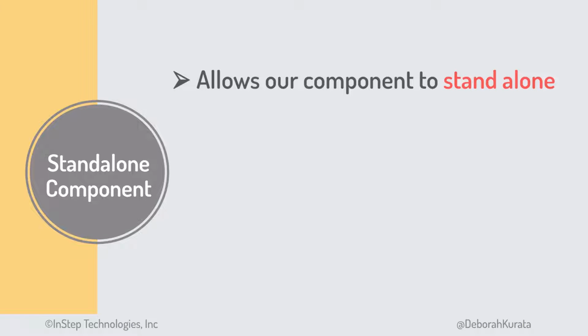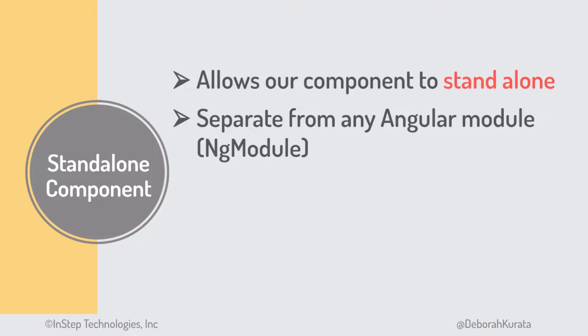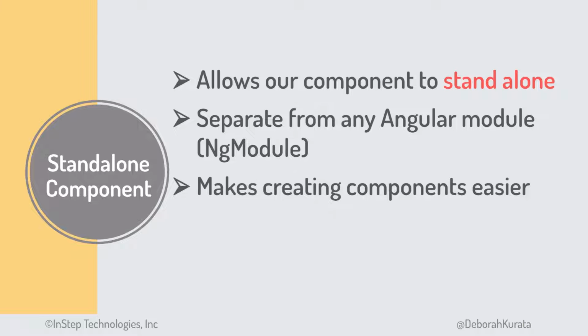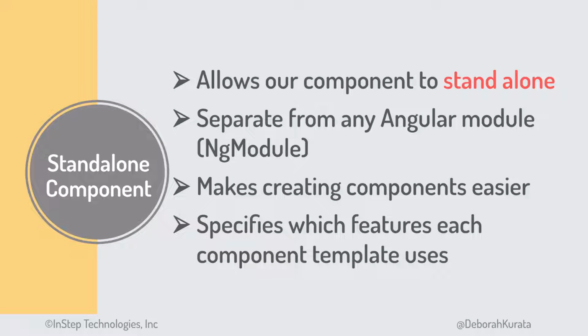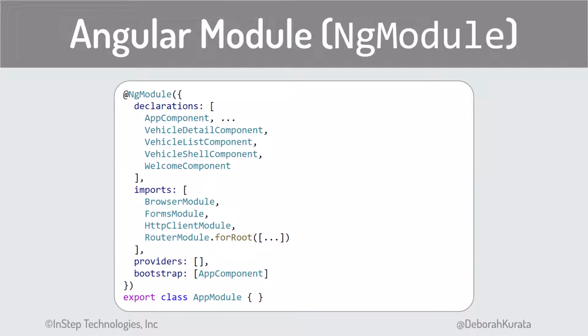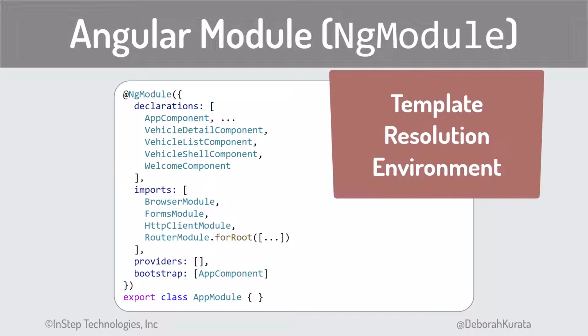With the standalone components feature, we can build our components to stand alone, separate from any Angular module or NgModule. This makes creating components easier and makes it clear which features each component's template uses. Without the standalone feature, when we create a component, we add it to an NgModule. We also need to add anything our component's template needs to that NgModule. You can think of an NgModule as a template resolution environment because it contains every library, module, or other component that each component template needs.